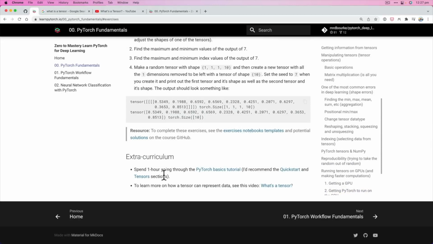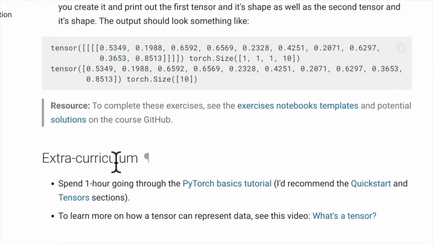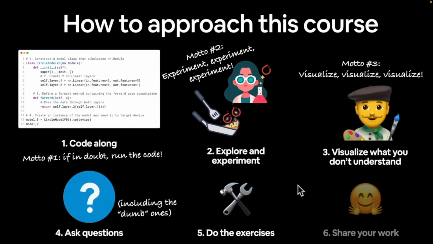And then, of course, extra curriculum. Well, hey, if you want to learn more, there's plenty of opportunities to do so there. And then finally, number 6, share your work.